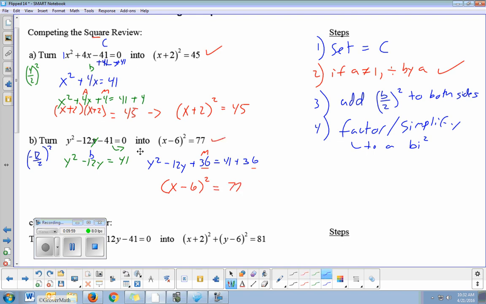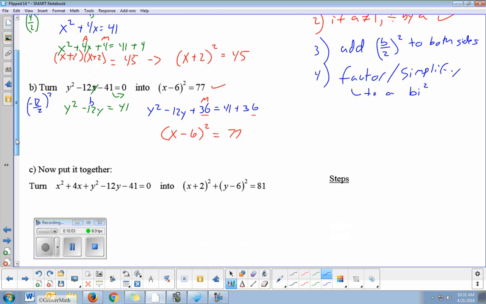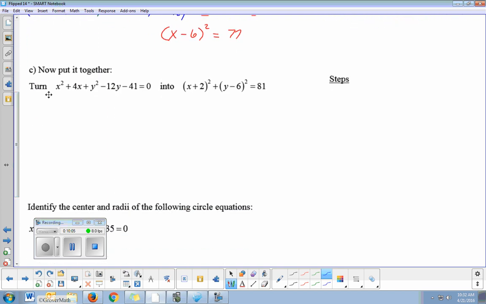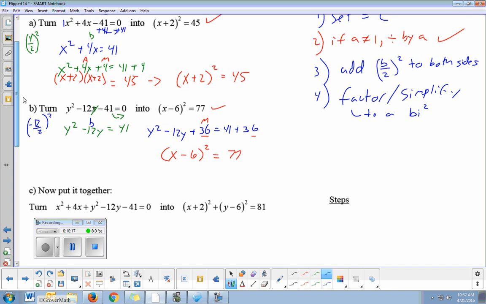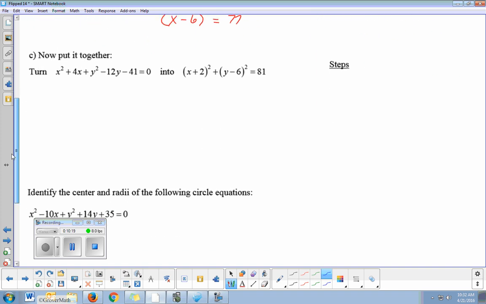All right, so that's completing the square for x and y individually. What does this have to do with circles? Well, what we can do is put it together in one expression. See how there's x squareds and y squareds here like circles do? I want to turn this into a circle-looking equation. And so basically what we have to do is complete the square just for x and y individually.